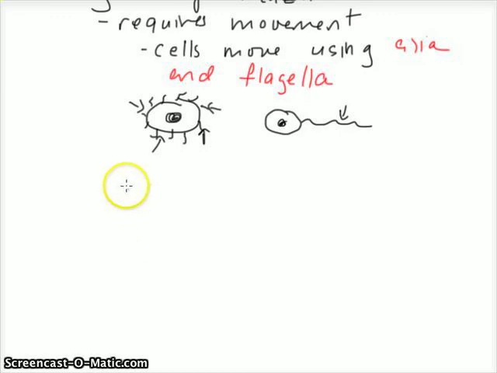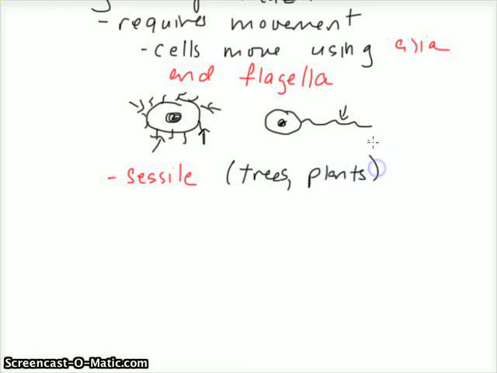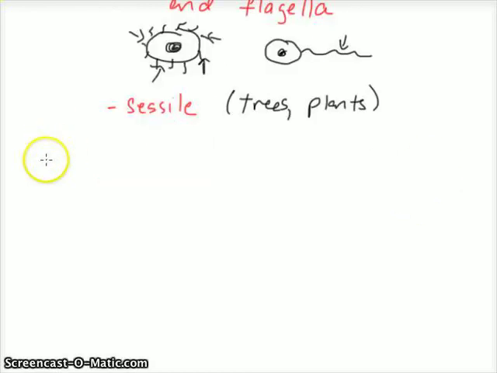Not all organisms require movement, therefore they are called sessile organisms, and these organisms are usually rooted to the ground. A good example of sessile organisms are trees and plants. So these do not move, but they're still living organisms. So what types of stimuli do organisms respond to? Types of stimuli.